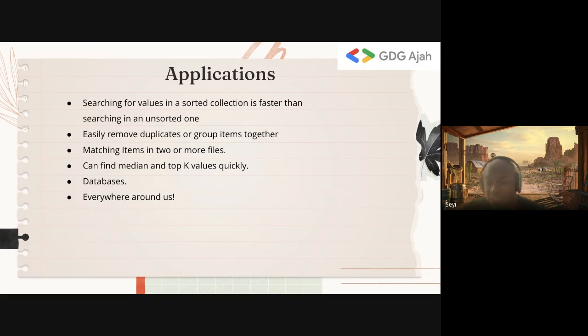When you create indices on databases to make you retrieve things faster, essentially what you are doing is you are sorting based on an index, and then when you want to retrieve based on that index, you do a binary search on that index and then retrieve what you want to retrieve. So it's applicable everywhere in the world. Like if you want to match items in files, everywhere around us.